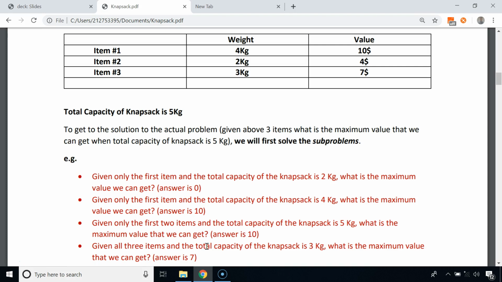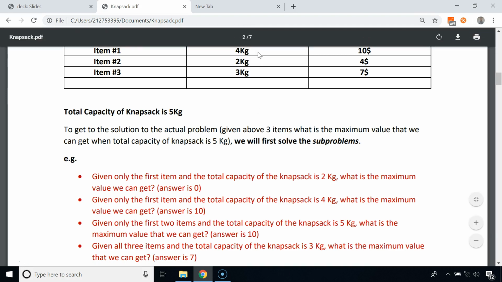Now given all 3 items and the total capacity of the knapsack is 3 kg, what is the maximum value that we can get? Now we cannot include the first item because its weight is more than the knapsack capacity. So we can only include either item 2 or item 3. Now if we include item 2, we get the value as $4, but if we include item 3, we get the value as $7. So we will include the item 3 in the knapsack. So that's why the answer in this case will be 7.